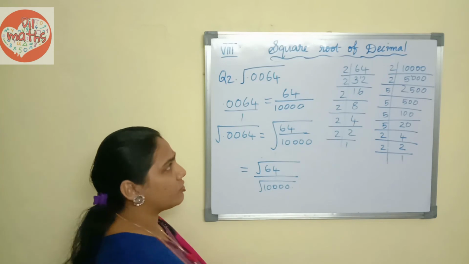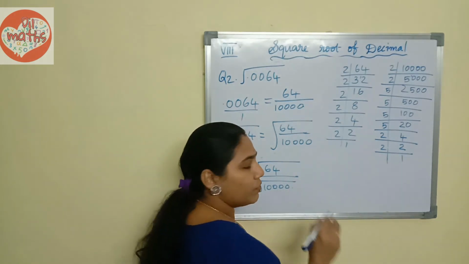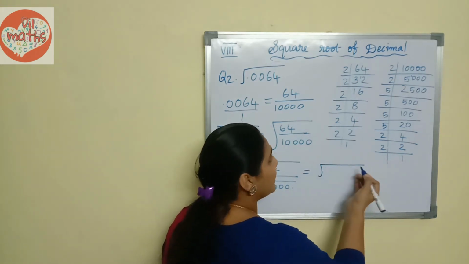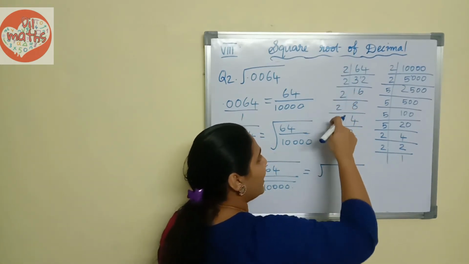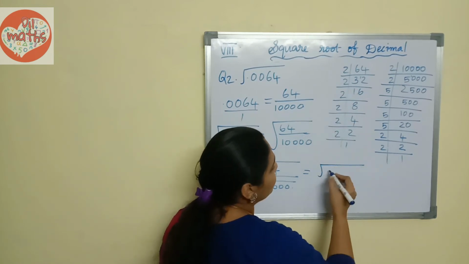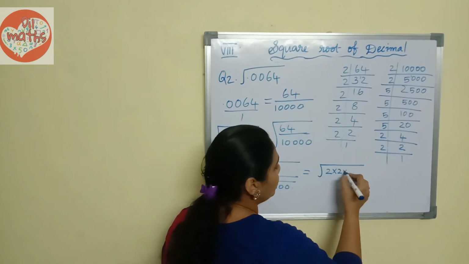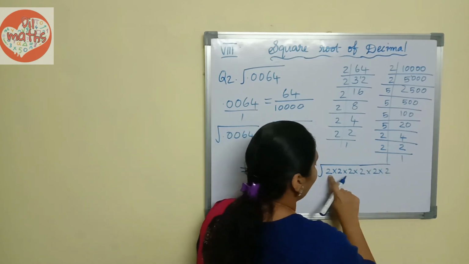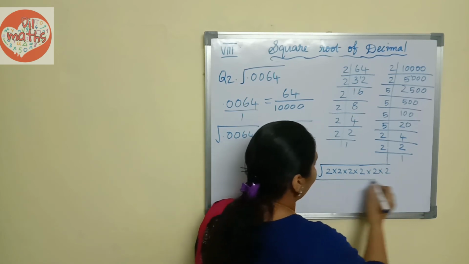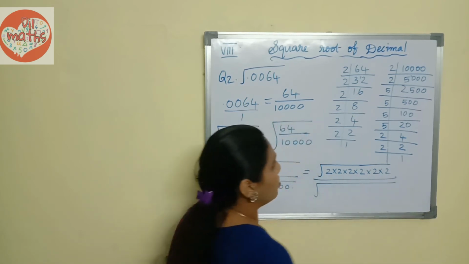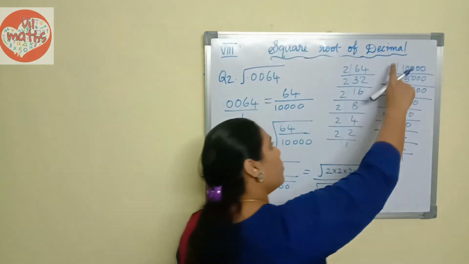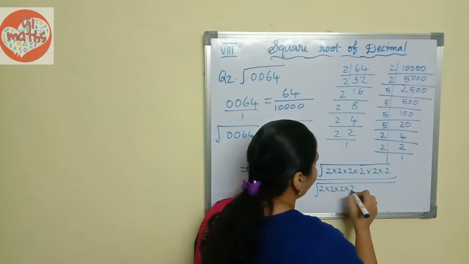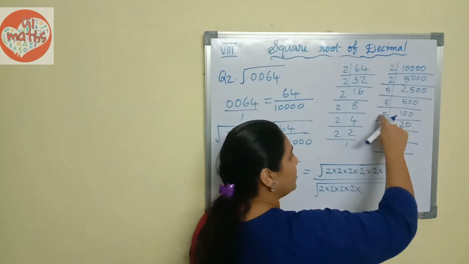Now we want to find out the square root of 64 and 10,000. So this we can write as, I am directly writing here, 1, 2, 3, 4, 5, 6. How many 2s are there? 6 2s. Divided by, in the denominator, 10,000. How many 2s are there? 1, 2, 3, 4. And how many 5s are there? 1, 2, 3, 4.